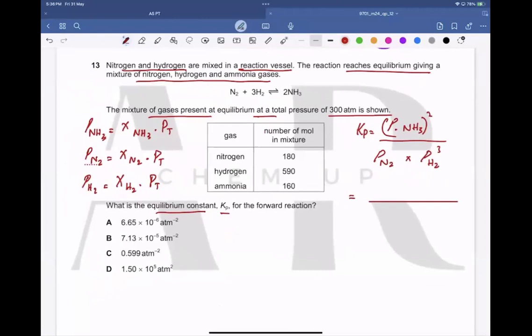So for partial pressure of ammonia, the moles of ammonia is 160. If you add them all, what will you get? Total moles are 930, right? So 160 over 930 will give us the mole fraction, and the total pressure is 300 atm, right? So times 300, squared.